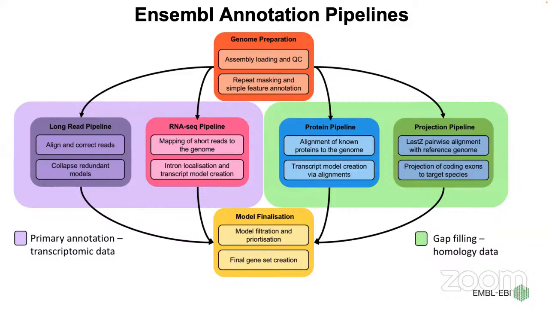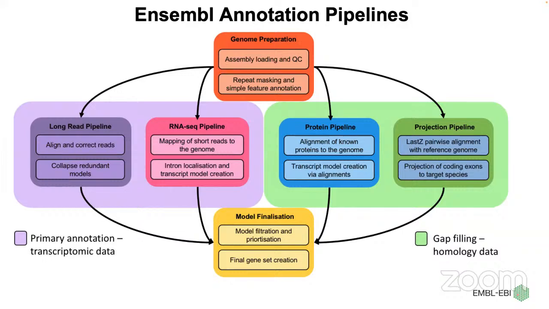So basically, the first step is that we load the assembly and do some quality checks. And once the genome is assessed for its quality, we annotate and mask repeats using RepeatMasker, along with the RepeatModeler libraries. And we also use some other tools like DUST and TRF. We also annotate simple features on the genome, such as transcription start sites and CpG islands with tools like CpG and Eponine, and tRNAs using tRNAscan.